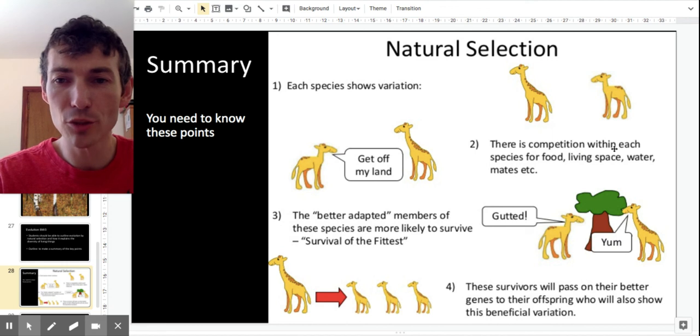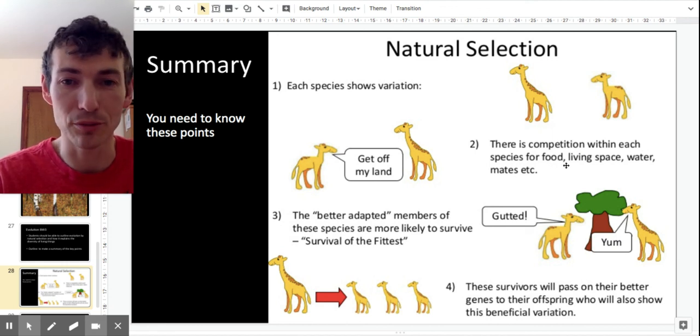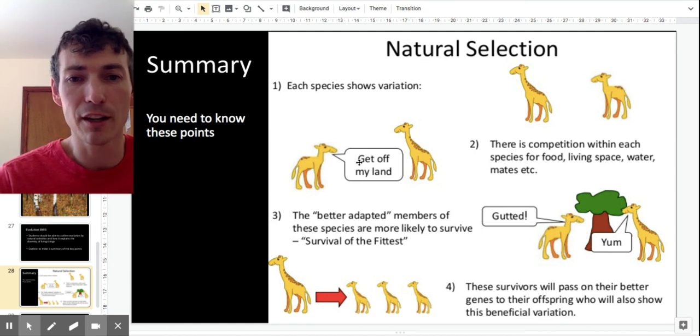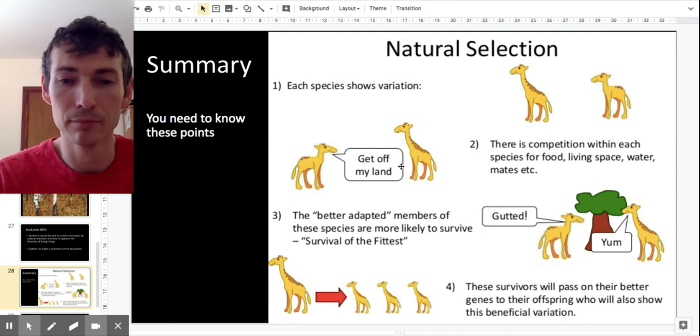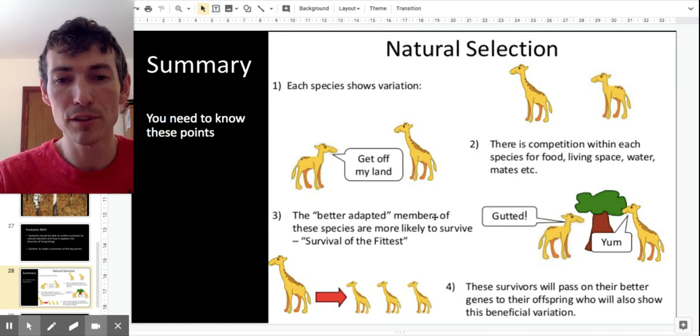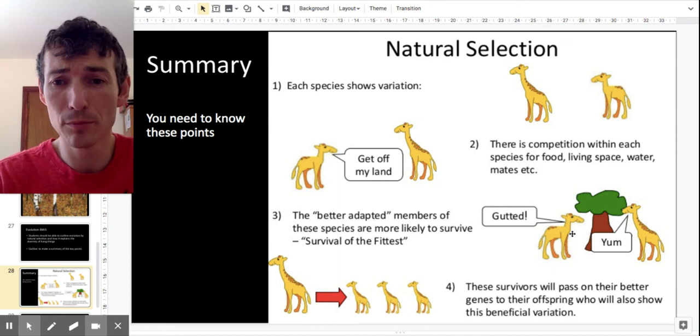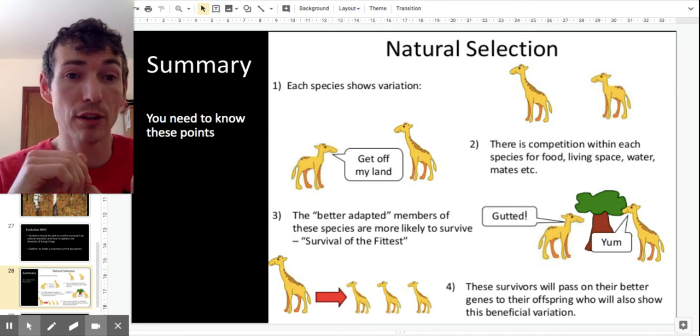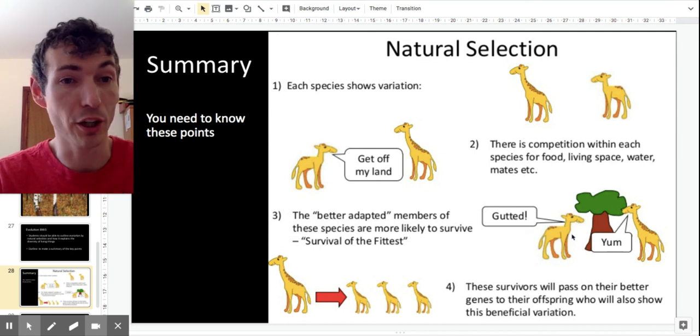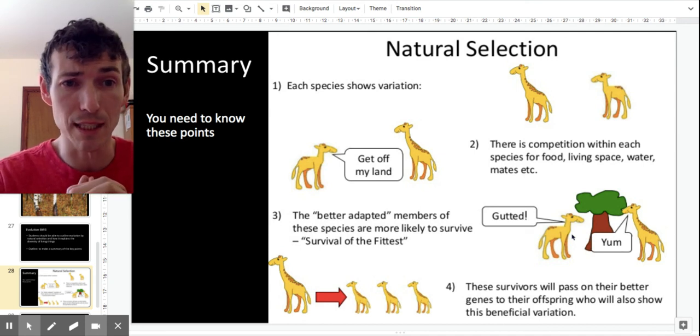There is competition within each species for food, living space, water, etc. So here they are competing. Get off my land, go away. Step 3. The better adapted members of these species are more likely to survive. This is called survival of the fittest. We can see the giraffe with the long neck is eating the leaves off the tree. Short neck, not able to. It's too short. What's going to happen to the giraffes with the short necks? They are not going to survive. They're going to go extinct, dead.